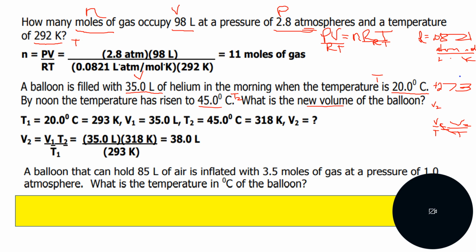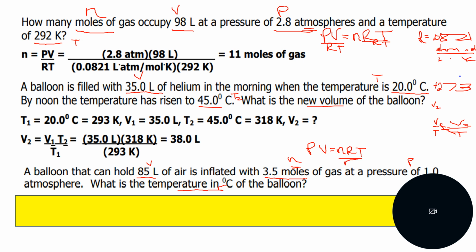For the third problem, a balloon can hold 85 liters. That's our volume. Air is inflated with 3.5 moles. That's our n. Of a gas at a pressure of 1 atmosphere. So pressure. What is our temperature in Celsius? So anytime you see moles, you should be thinking PV = nRT. I like to rearrange equations.